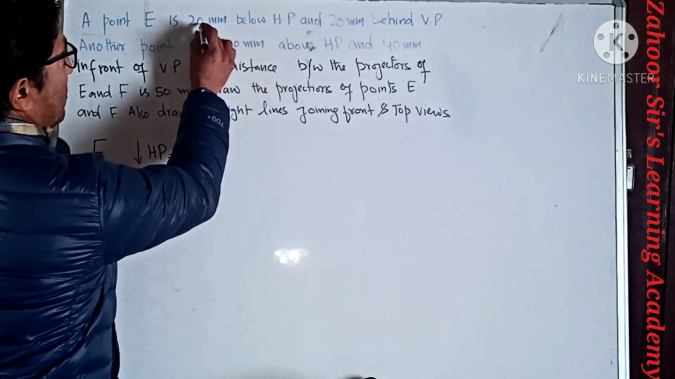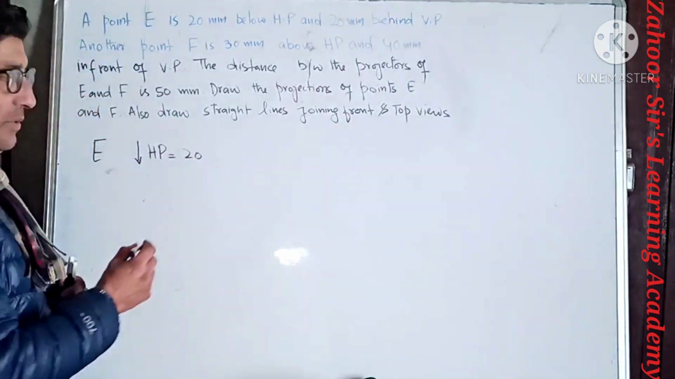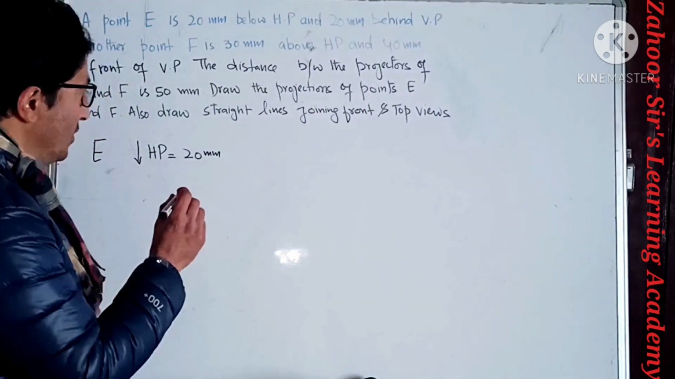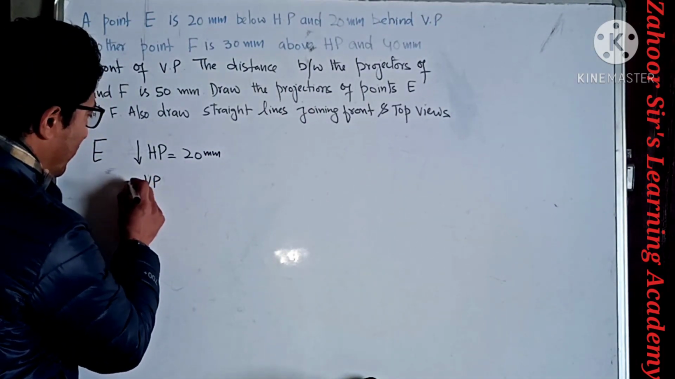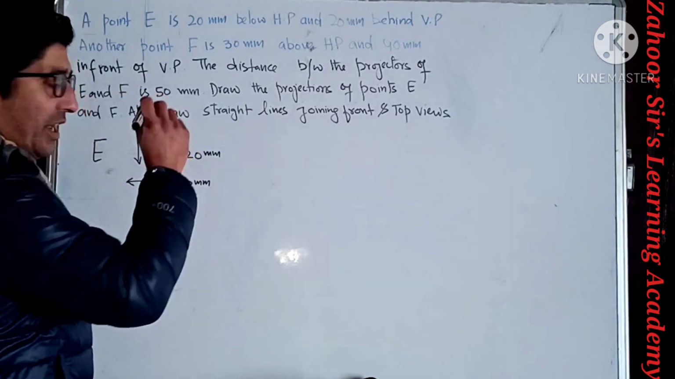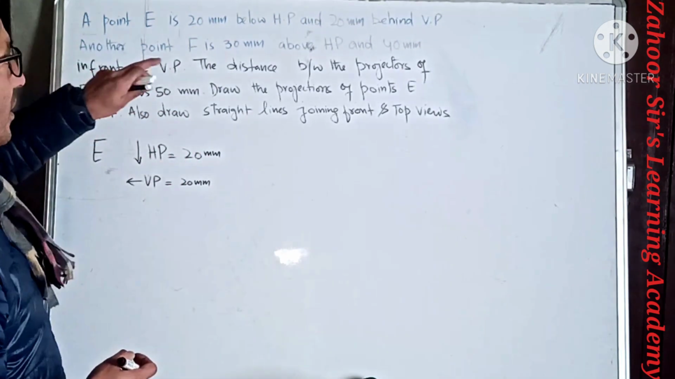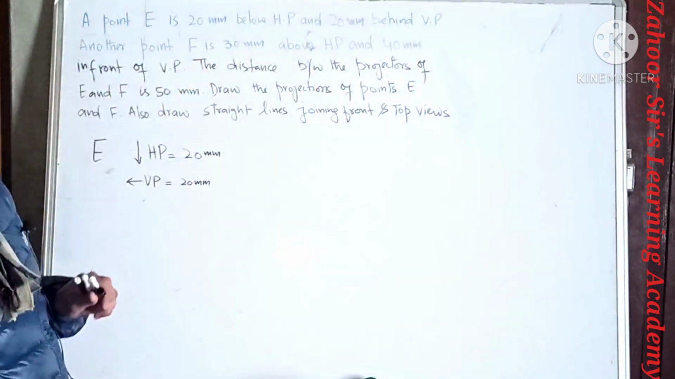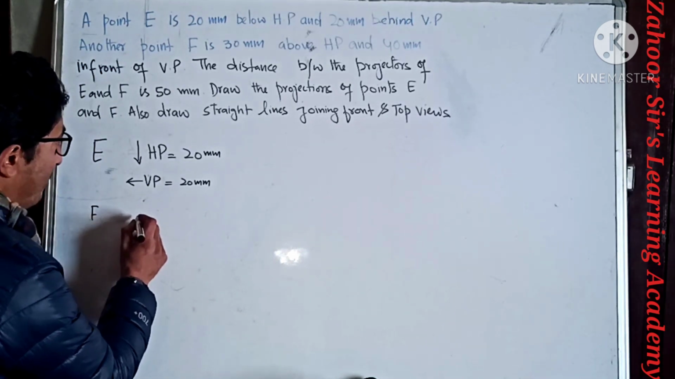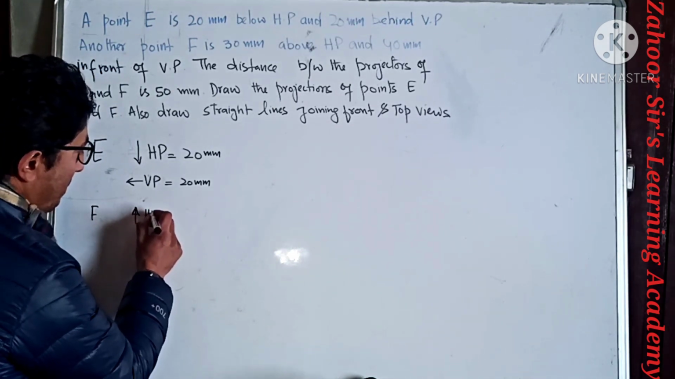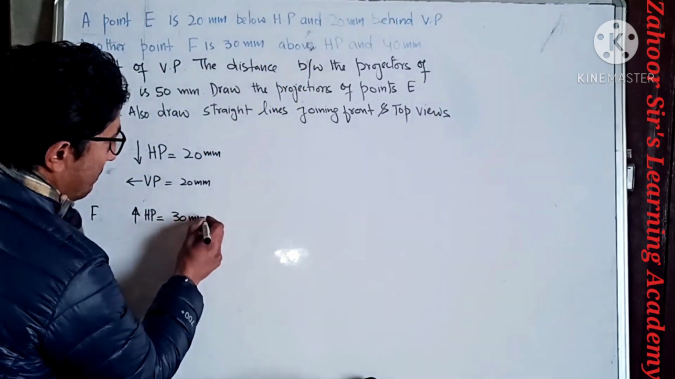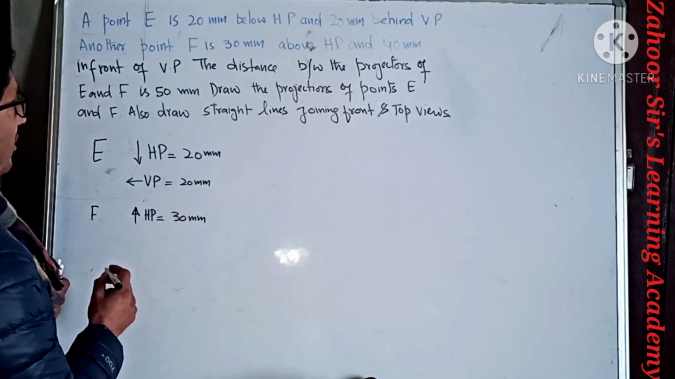How much is it below HP? It is 20 mm below HP and 20 mm behind VP. So this point E is 20 mm behind VP. And there is another point, F, which is 30 mm above HP. So now there is one more point, point F, which is above HP. How much is it above HP? That is 30 mm, and 40 mm in front of VP.